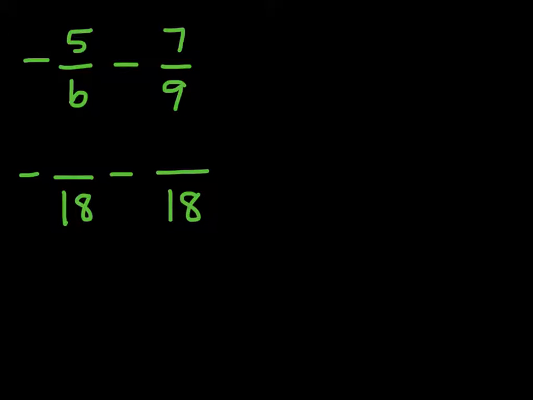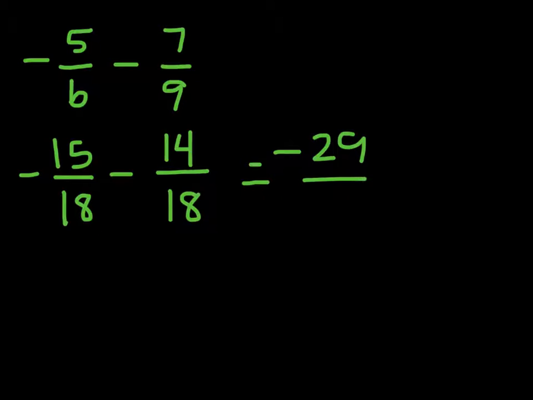5/6 will become 15/18, and 7/9 will become 14/18. -15 minus 14 gives us -29 over 18. Then we'll simplify, which in this case means we're going to rewrite our fraction as a mixed number, which is going to be -1 and 11/18.